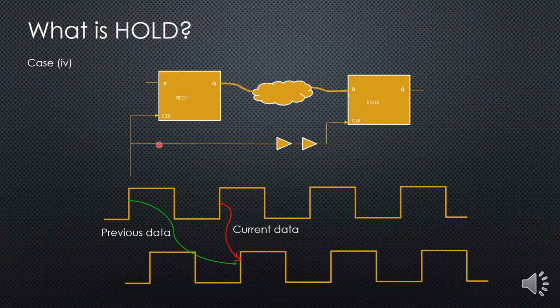So whenever we have positive skew, that is very bad for hold, and we have more chances of seeing hold violations.